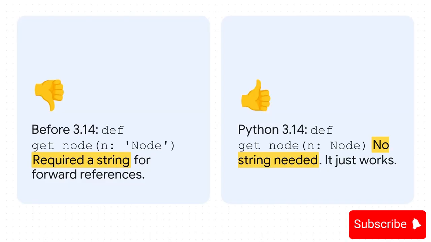Oh man, if you've ever used type hints, you know this pain. The old way, if you wanted to reference a type that hadn't been defined yet, what's called a forward reference, you had to wrap its name in these clunky quotes. It worked, but it always felt like a bit of a hack. Well, say goodbye to that. In Python 3.14, you just write the type name directly. No more quotes, no more weirdness.